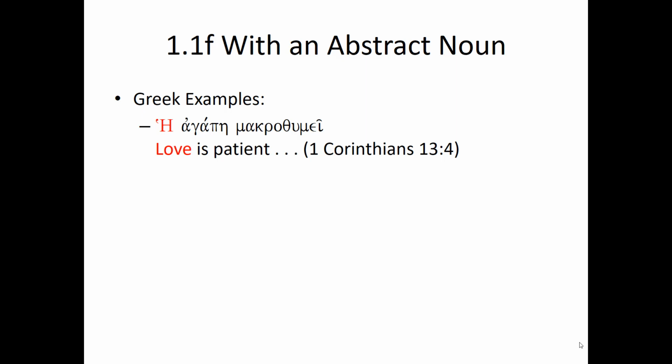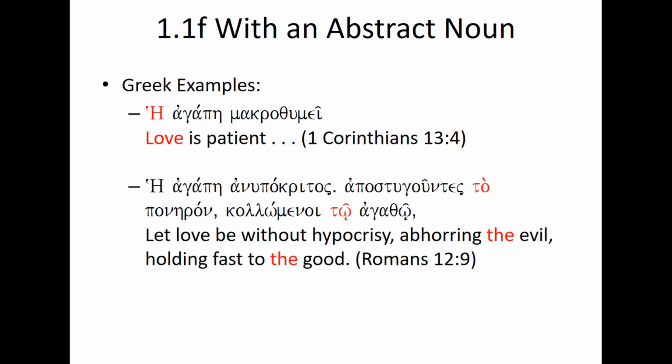Love is patient. Earlier in this passage, the article did not go with the noun agape, but once Paul starts to define love, he uses the article. It may be that he's particularizing what love really is. Another example, also with the abstract noun love, he agape anupokritos.